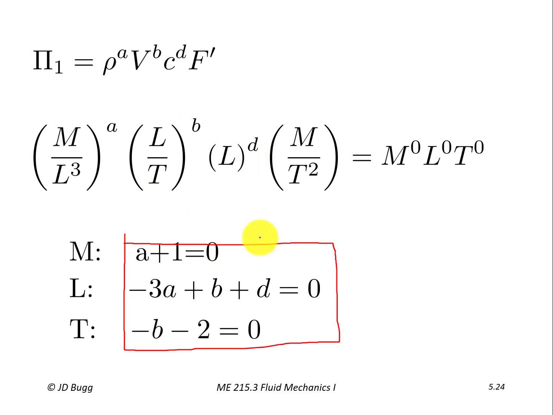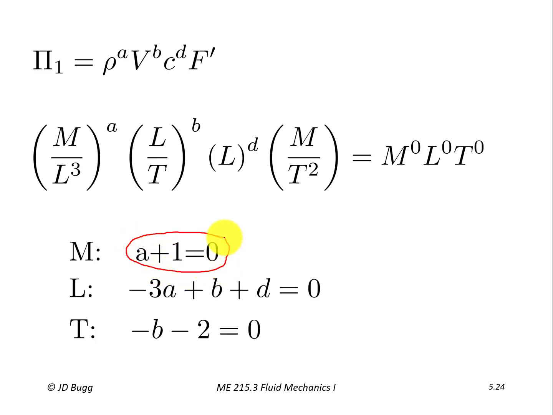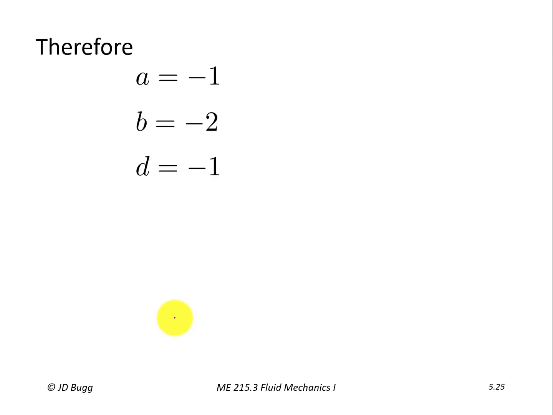The solution is relatively straightforward in this particular case. We can tell by looking at this right away that a is equal to minus 1. We can tell by looking at this right away that b is equal to minus 2. Then we take those values for a and b and substitute them in here, and we get d of minus 1. So the solution to this little system of linear equations is a is minus 1, b is minus 2, and d is minus 1.